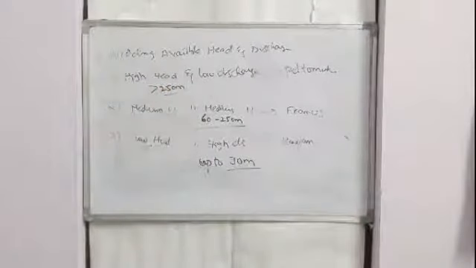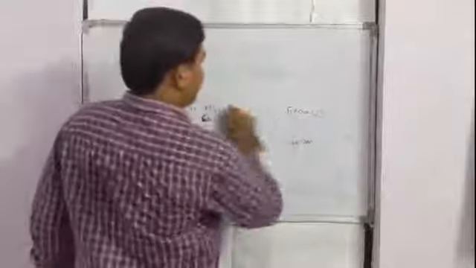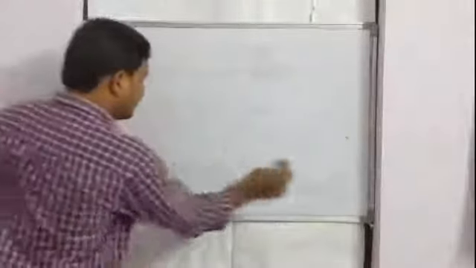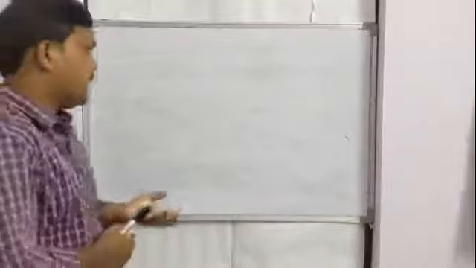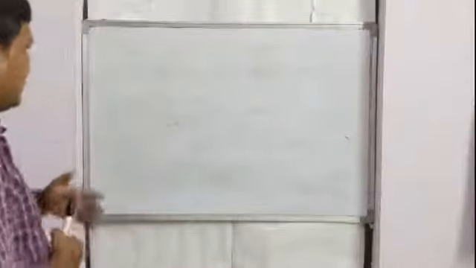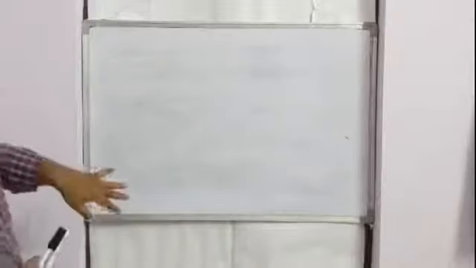The next classification is according to the specific speed. Here also there are low specific speed, high specific speed and medium specific speed. You can follow my notes. Pelton wheel has a low specific speed, Francis turbine has a medium specific speed, and Kaplan turbine has a high specific speed. These can also be classified as slow runner, normal runner and fast runner.